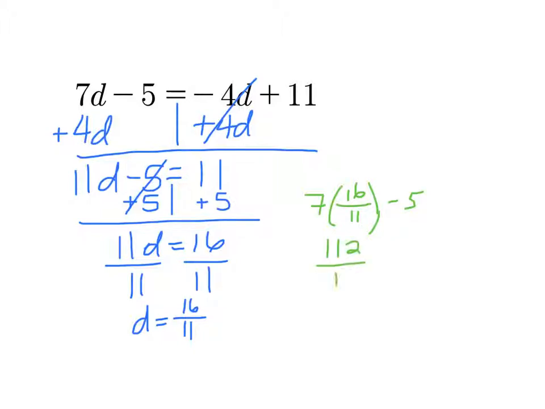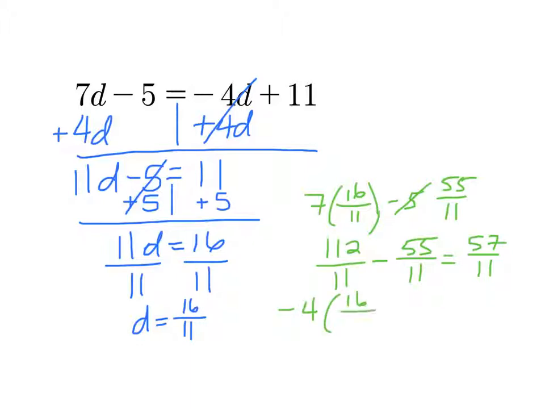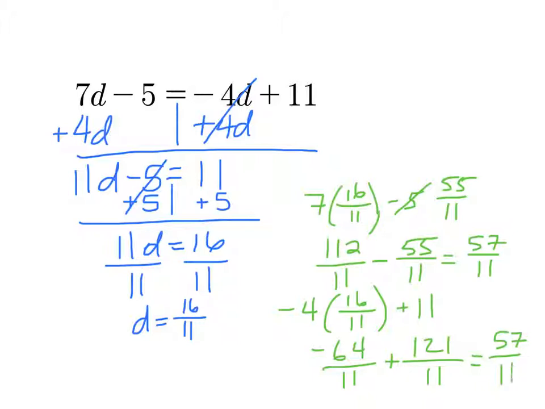So right now I have 112/11 minus 5. Well, I can make 5 into 55/11 because that's equal to 5, and it has the same denominator. When I subtract 112 minus 55, I get 57/11. So that better be what I get on the other side of the equation when I plug in my 16/11. So this time we have negative 4 times 16, so that's negative 64/11, plus 11 whole things, which is 121/11, and that does indeed give me 57/11 when I add them together.